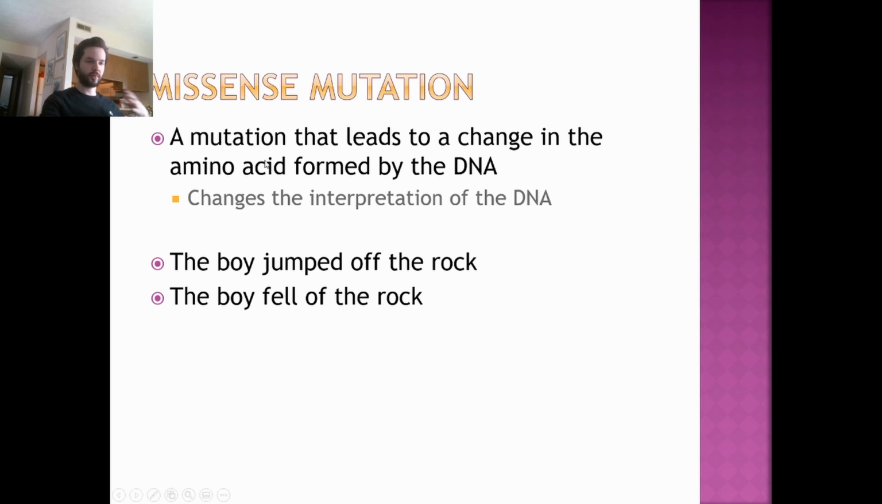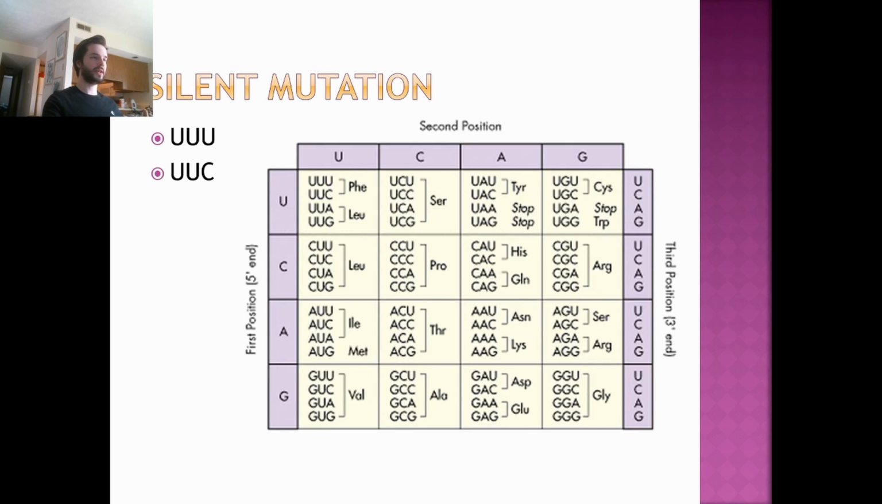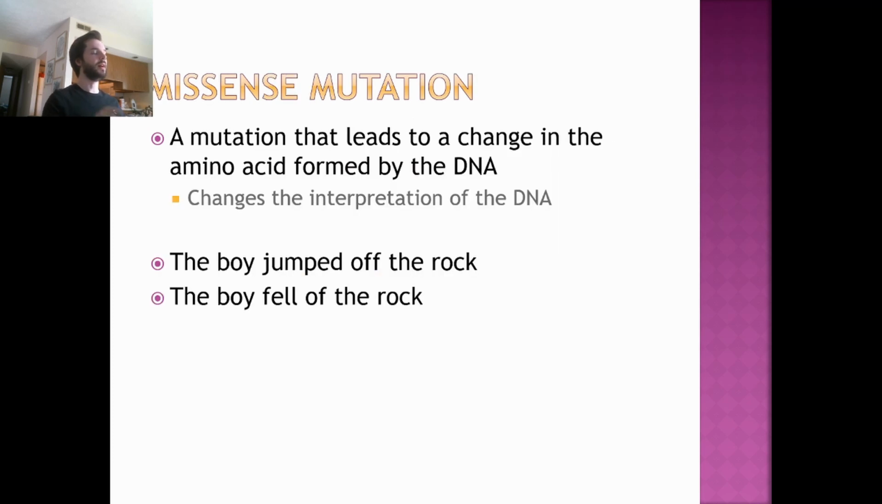Same thing here. It changes the interpretation. It changes what the outcome is. The boy jumped off the rock versus the boy fell off the rock. Jumped implies there was intent. Fell implies that it was an accident. Another example I would use would be if you're cooking and you're following a recipe, silent mutation would be like the difference between using brown eggs versus white eggs. They're both chicken eggs. They're both going to make the thing taste the same, maybe slightly different depending on how discerning your palate is. But a missense mutation would be like it calls for a cup of sugar and you accidentally add a cup of salt.